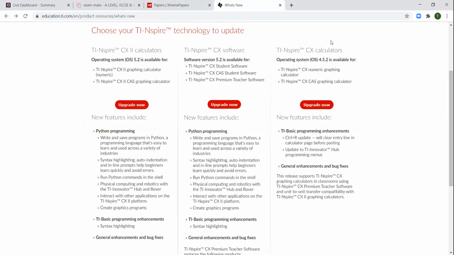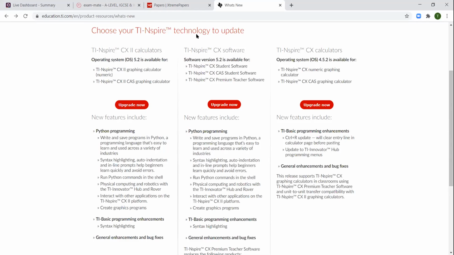You can see from here as well that it has been upgraded to 4.5.2. I don't know whether in future we are giving the Python coding in older versions of the calculator, because those calculators were introduced in 2011. So you may need to upgrade it to 6.2 if you want to do Python coding.